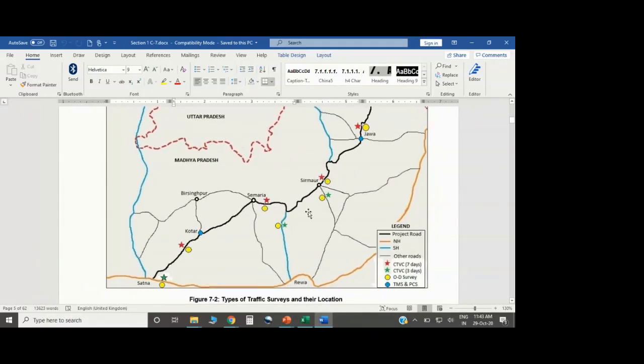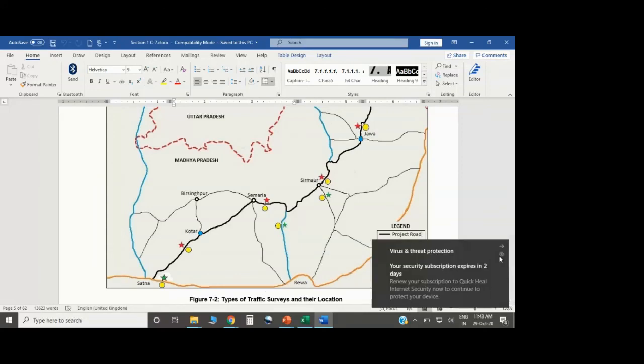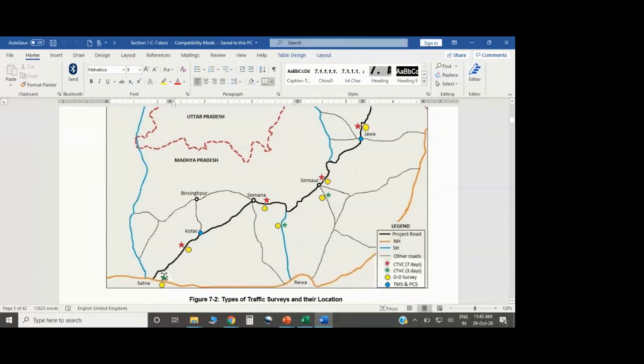And if you see here, the blue color lines were the state highways. The orange color line is the national highway in that area. And the dark black color line is our project road. So I had studied the road network around it, what the major roads are, and I tried to show that here. Then the survey was done on the project corridor itself at 4 locations, plus the survey was also done at 3 locations on 3 roads, which were known as the influence corridor.